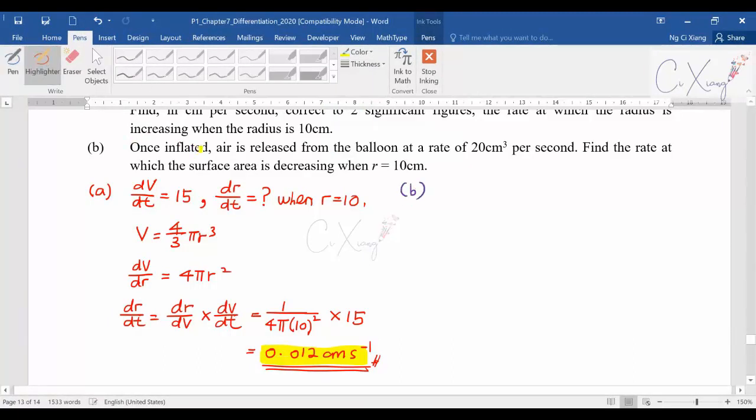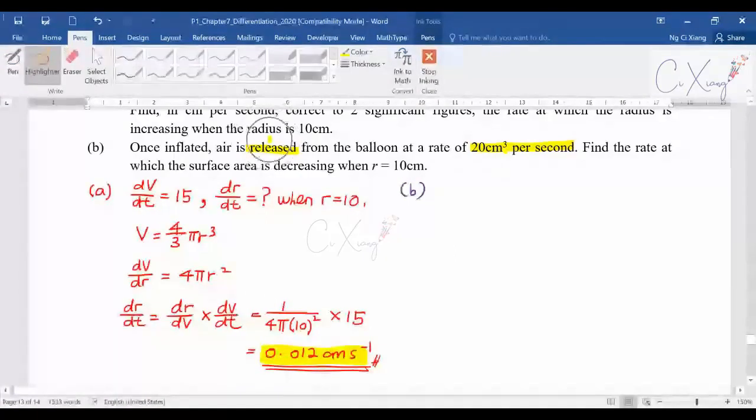Once inflated, air is released from the balloon at the rate of 20 cm cubed per second. So after the balloon is fully inflated already, we don't consider pumping in anymore. Because it is inflated, now I release the air from the balloon.